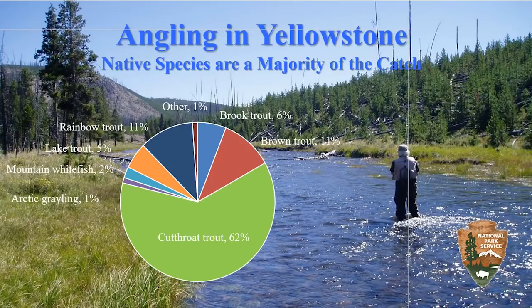Native species are a majority of the catch by visiting anglers to the park, including cutthroat trout, which recently 62% of anglers were catching. Other highly caught species are rainbow trout at 11%, brown trout at 11%, brook trout at 6%, and then whitefish and grayling.